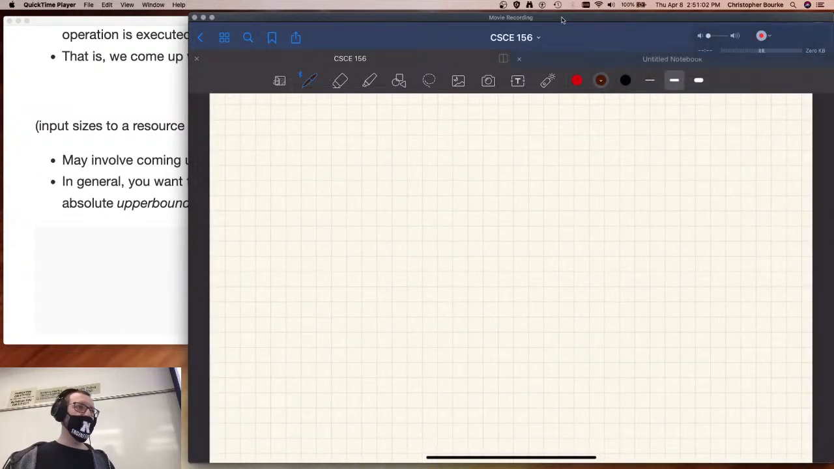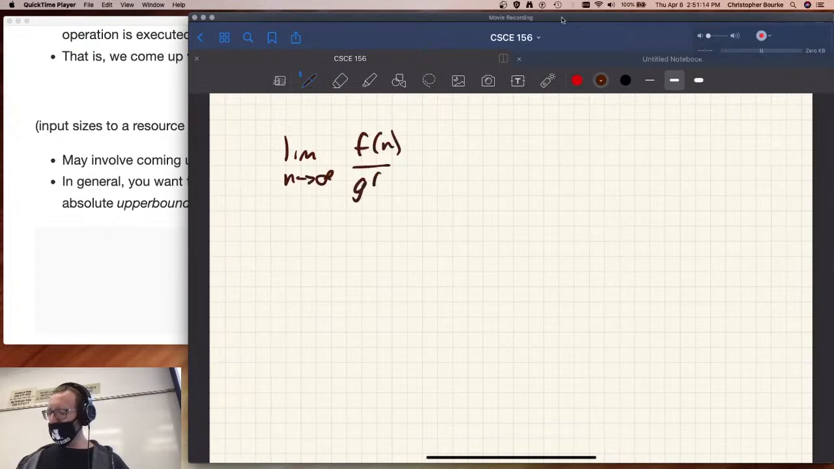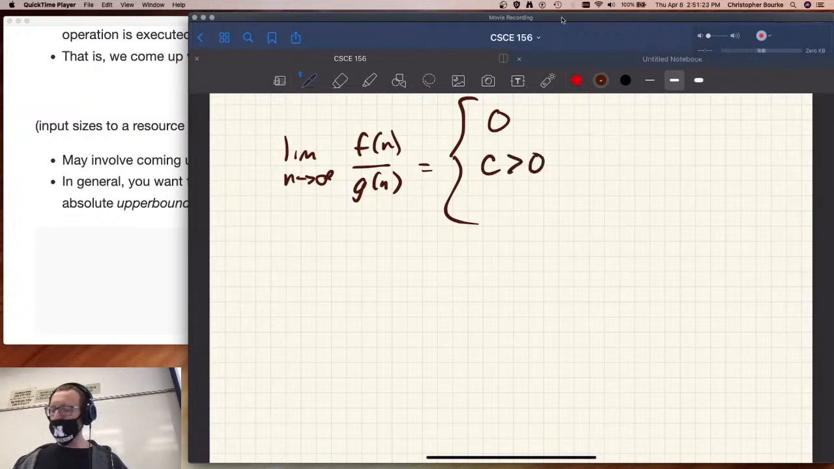Now you got me thinking that I'm going to do the limit method here in this class. Have you done the limit method in 235? Oh, okay. Limit as n tends towards infinity of f of n over g of n. One of three things can happen. It can converge to 0, it can converge to a non-zero constant, or it could diverge off to infinity.